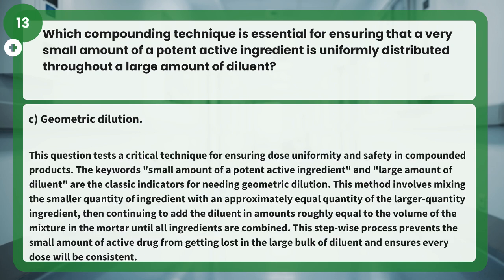Answer: C. Geometric dilution. This question tests a critical technique for ensuring dose uniformity and safety in compounded products. The keywords small amount of a potent active ingredient and large amount of diluent are the classic indicators for needing geometric dilution. This method involves mixing the smaller quantity of ingredient with an approximately equal quantity of the larger quantity ingredient, then continuing to add the diluent in amounts roughly equal to the volume of the mixture in the mortar until all ingredients are combined.